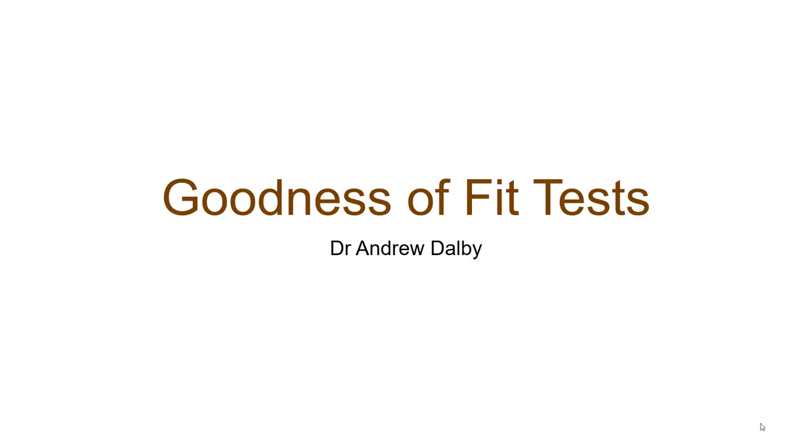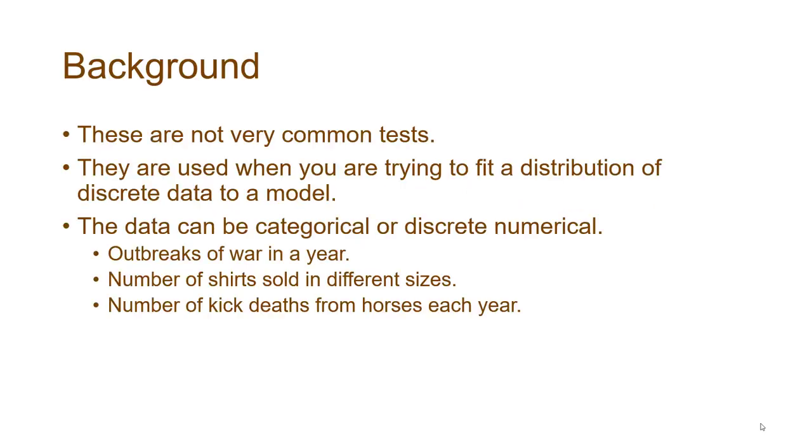This is definitely additional material. Another way you can use the chi-squared test is what's called a goodness of fit test. They're not particularly common tests, though you might come across them. They might be more common than I think they are.